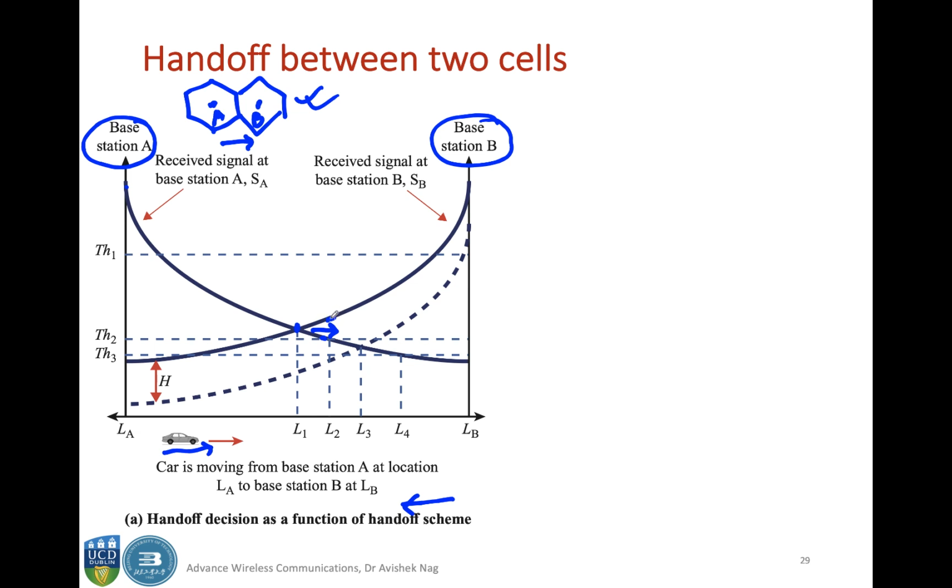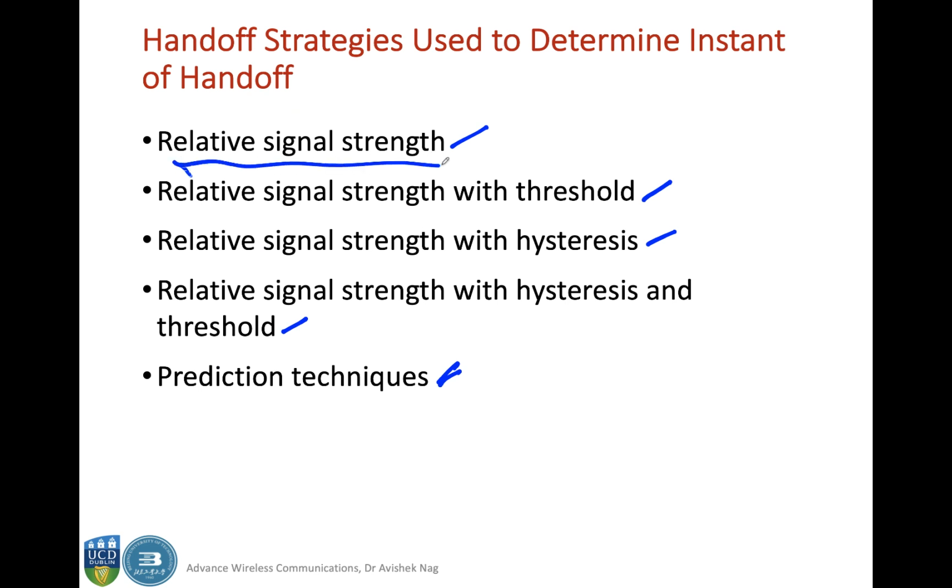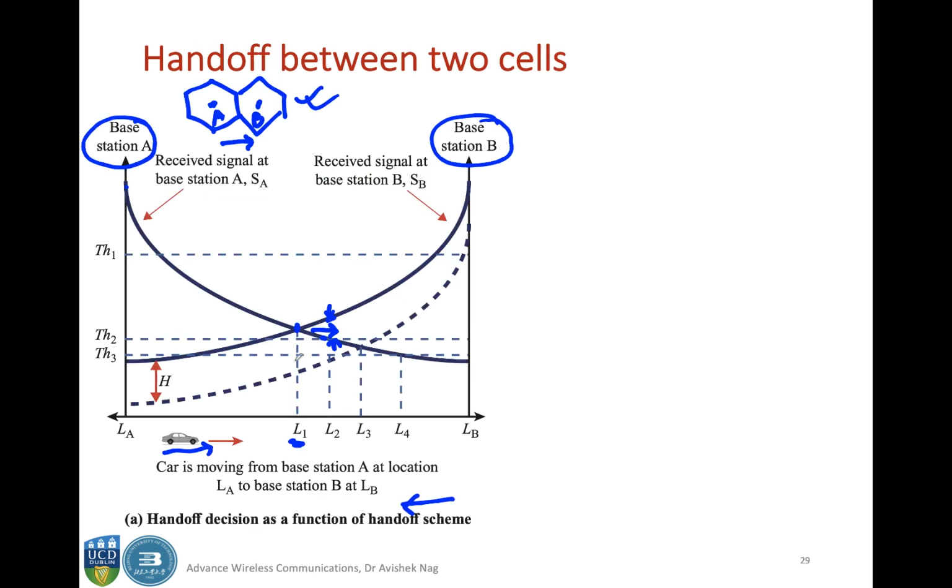Okay, so this is the curve for B and this is the curve for A. So your relative signal strength falls below as you move to your right from this point. So this is the point denoted by L1, the distance from base station A where your handoff can be initiated if you are following the strategy of relative signal strength. If you are following this strategy, then your handoff will be initiated at this length L1.